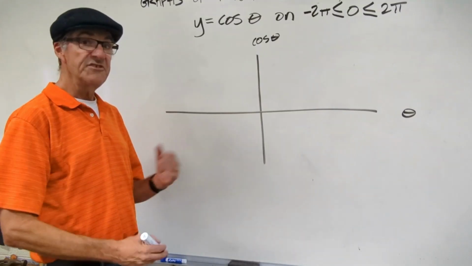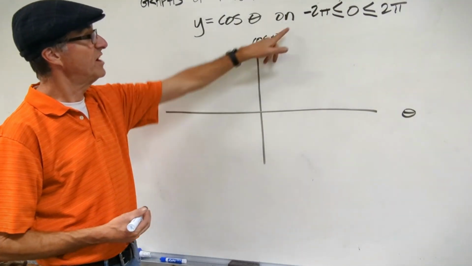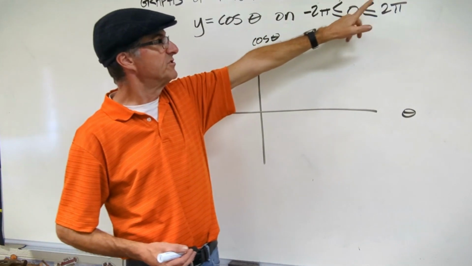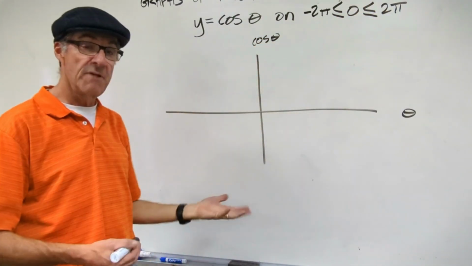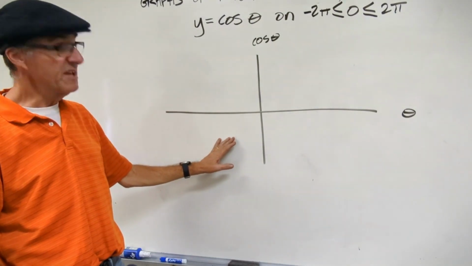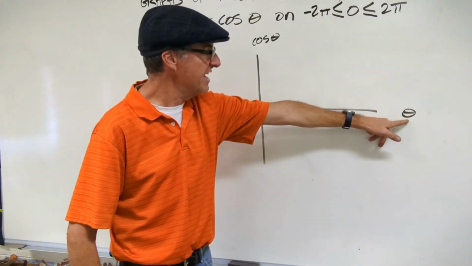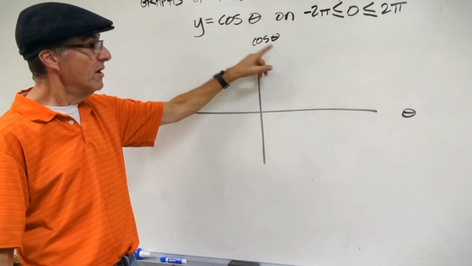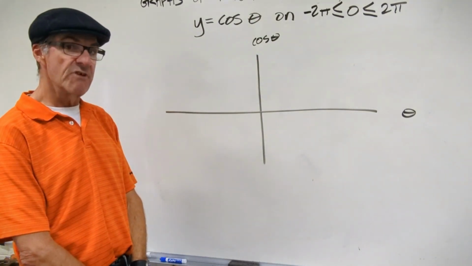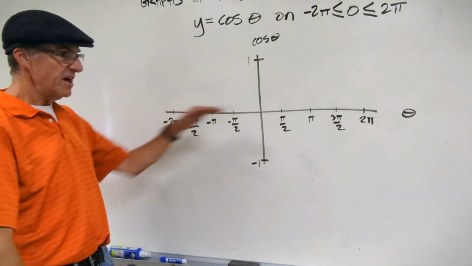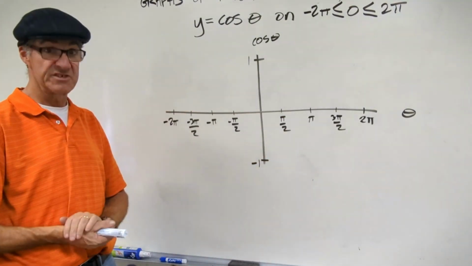All right, let's do y equals cosine theta on, again, the same range, minus 2 pi through 0 to positive 2 pi, or minus 360 to positive 360 degrees. So I've gone ahead and labeled the axes. Here's your theta axis, and here's your cosine theta axis. I'd like you to pause the video and mark this up and make it ready to put the cosine curve on it. All right.